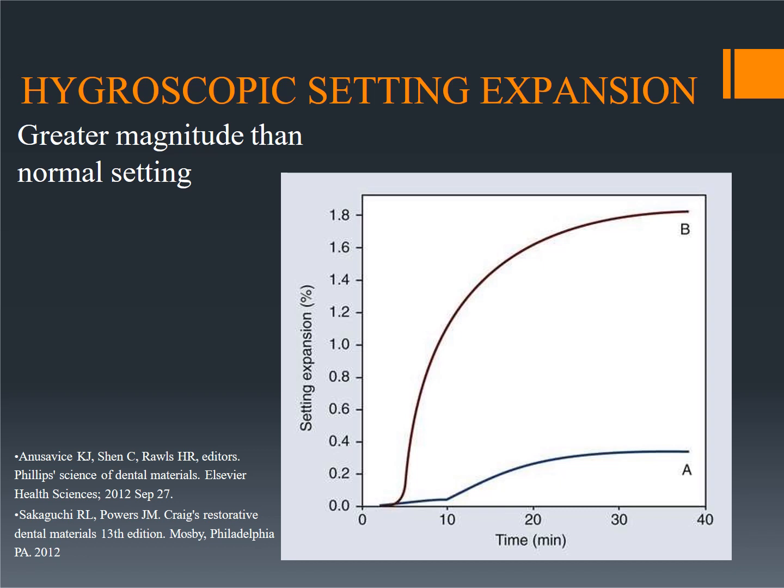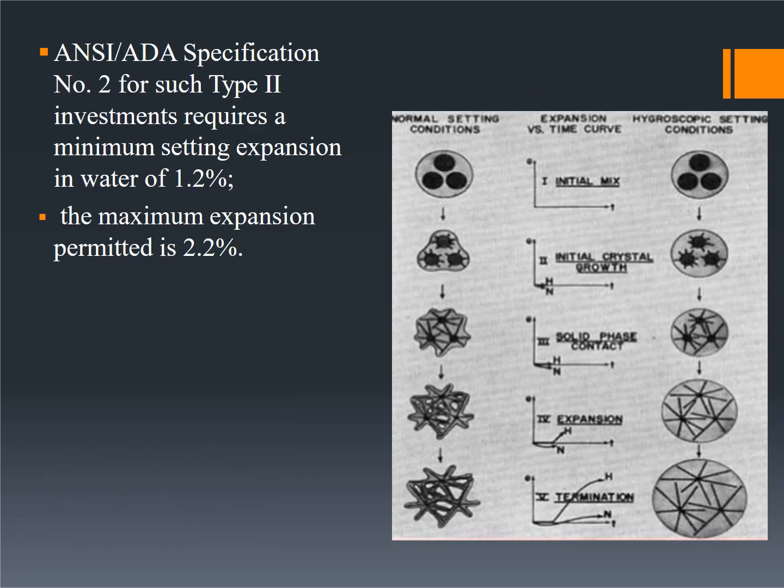Coming to hygroscopic setting expansion, it has greater magnitude than normal setting expansion. ADA specification number 2 for type 2 investment requires a minimum setting expansion in water of 1.2%. The maximum expansion permitted is 2.2%.